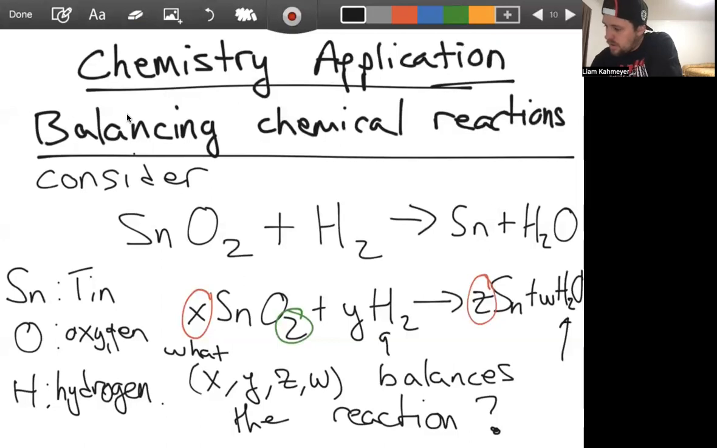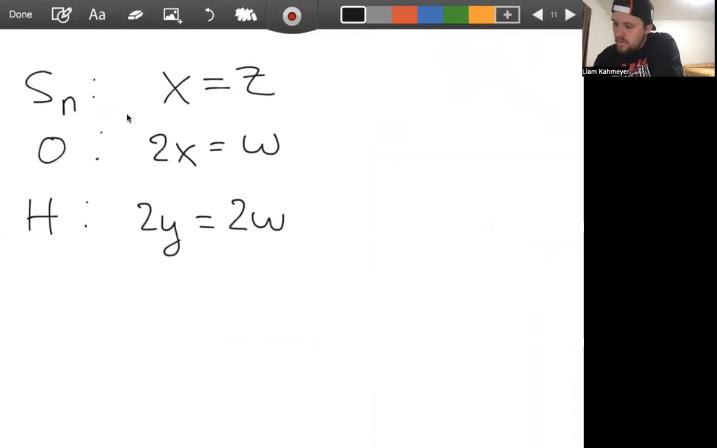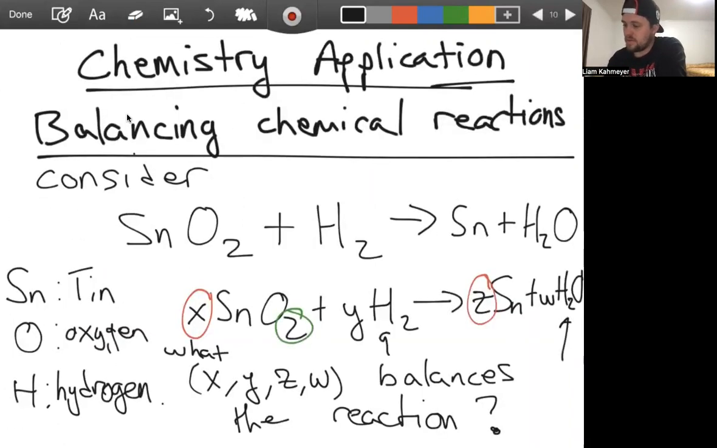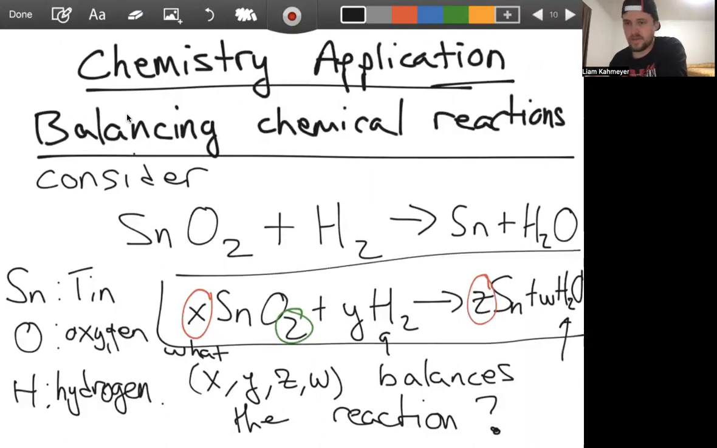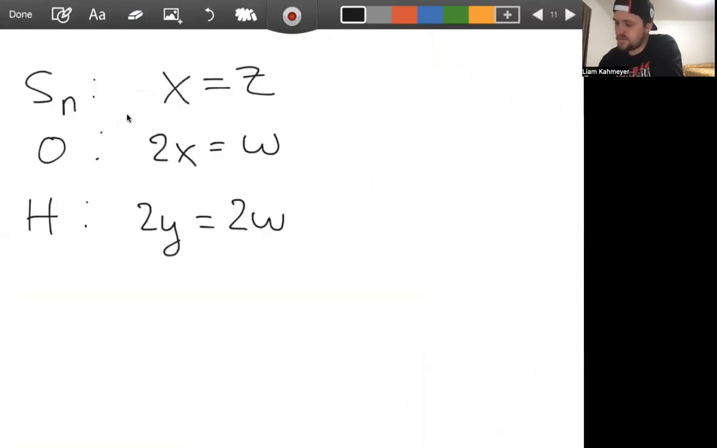So now we need to solve this system of equations, right? Because solutions to this system will give us when this reaction is balanced. So we can always realize this as a homogeneous system by moving everything to one side, right?